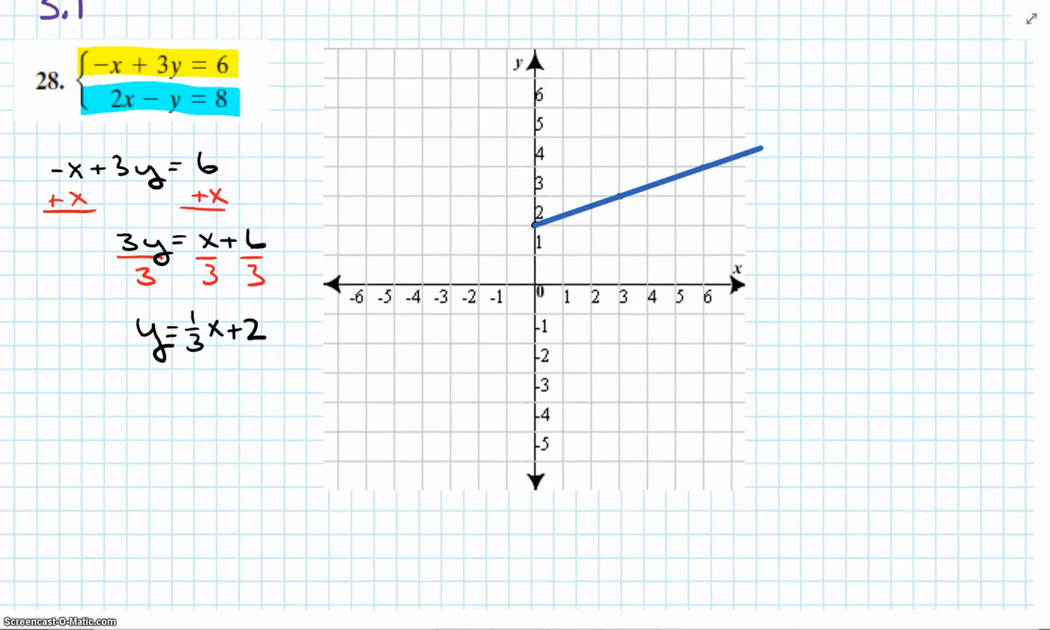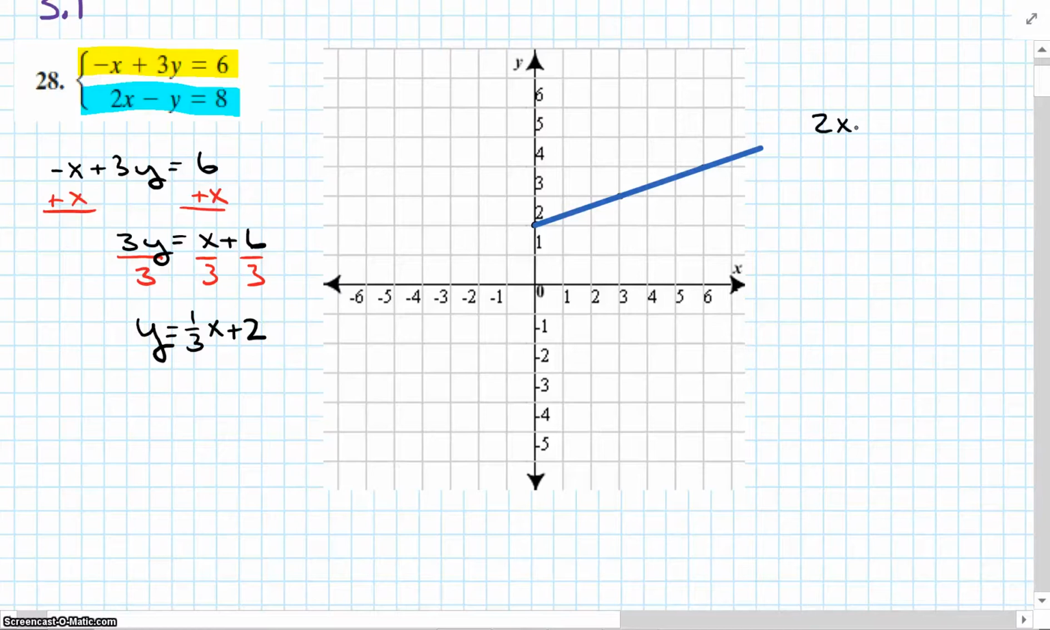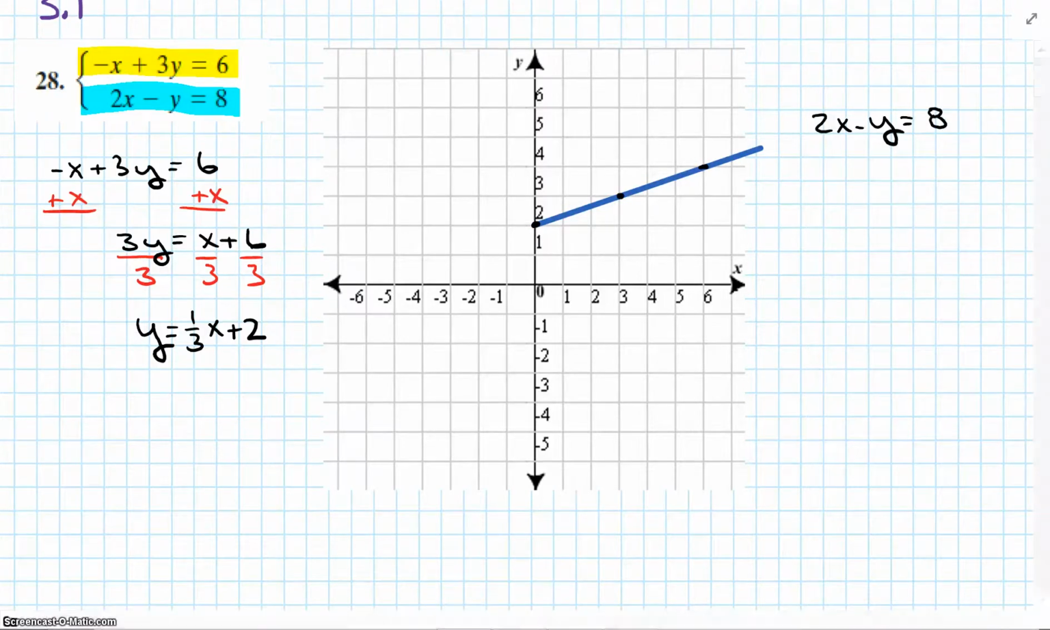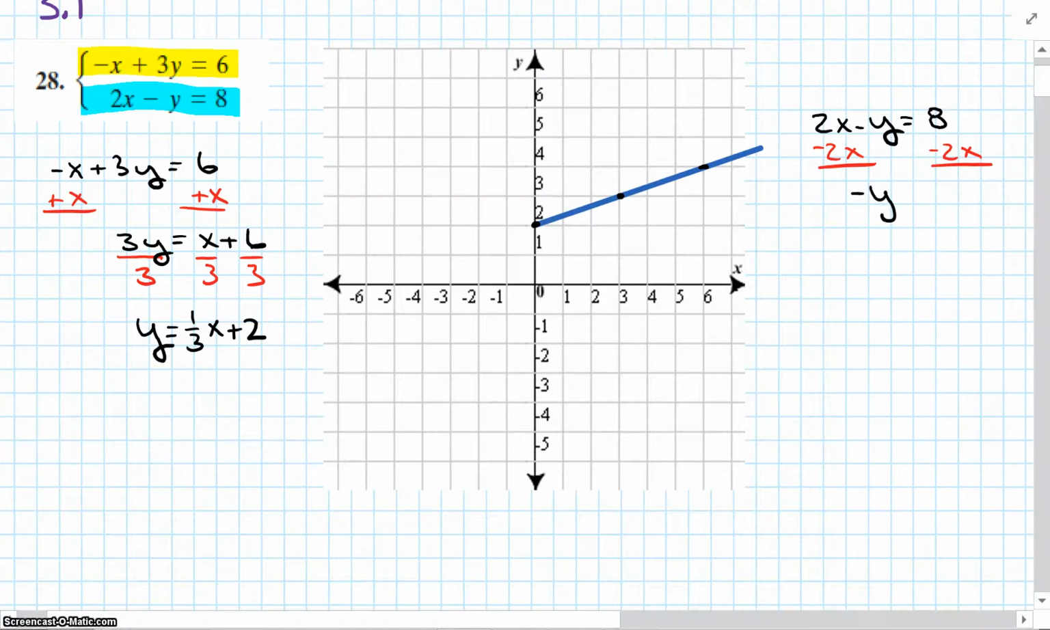I'm going to do it to the right over here. I have 2x minus y equals 8. So let's subtract 2x from each side. And we're going to get negative y equals negative 2x plus 8. Now we've got to get rid of that pesky negative sign, so we're just going to flip the signs. So y is going to equal 2x minus 8.